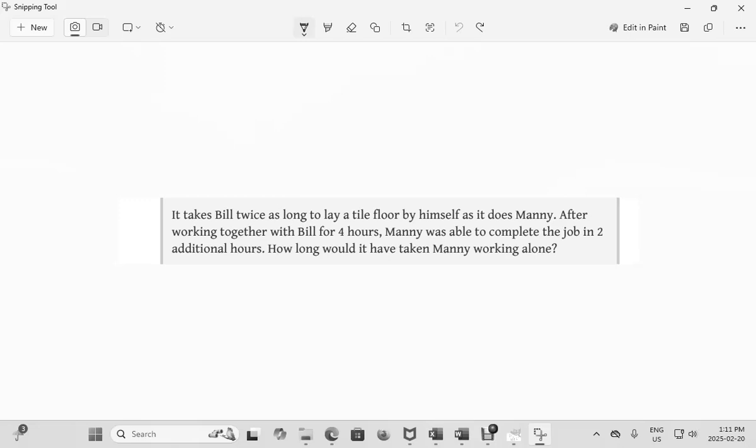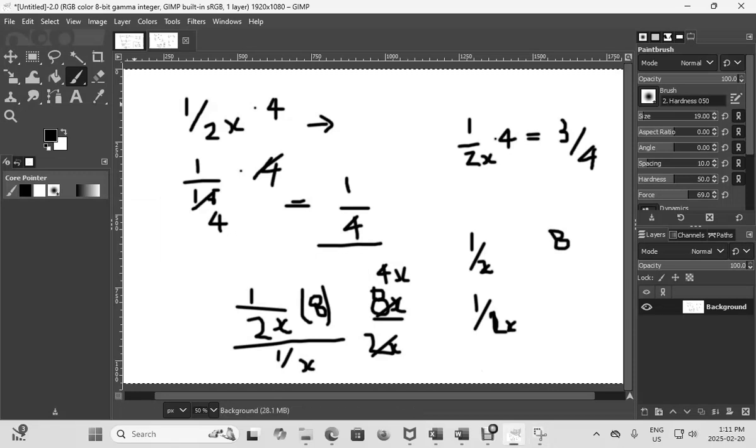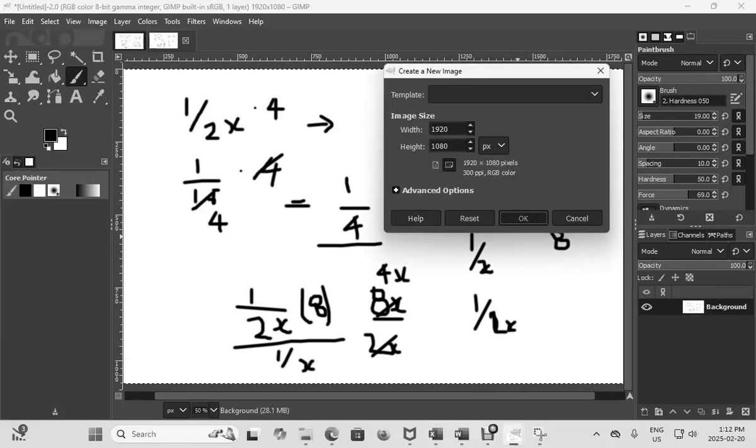Here it says it takes Bill twice as long to lay a tile floor by himself as it does Manny. After working together with Bill for 4 hours, Manny was able to complete the job in 2 additional hours. So first of all, how long does Bill work for? He's working together, so Bill is working for 4 hours.